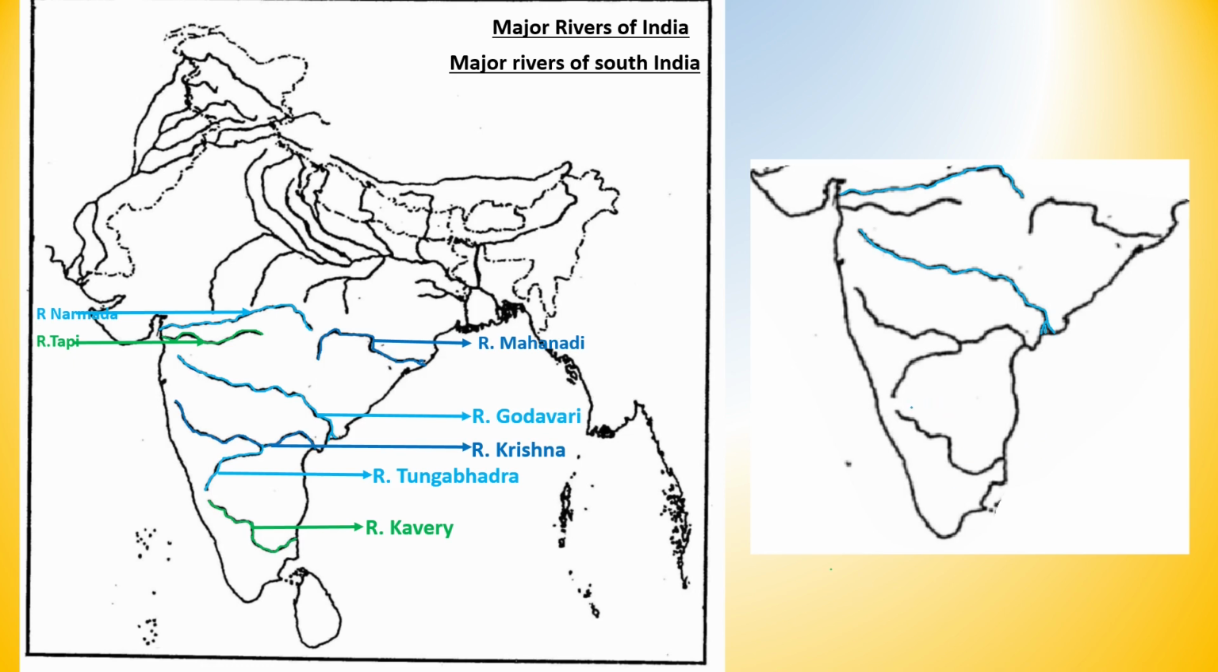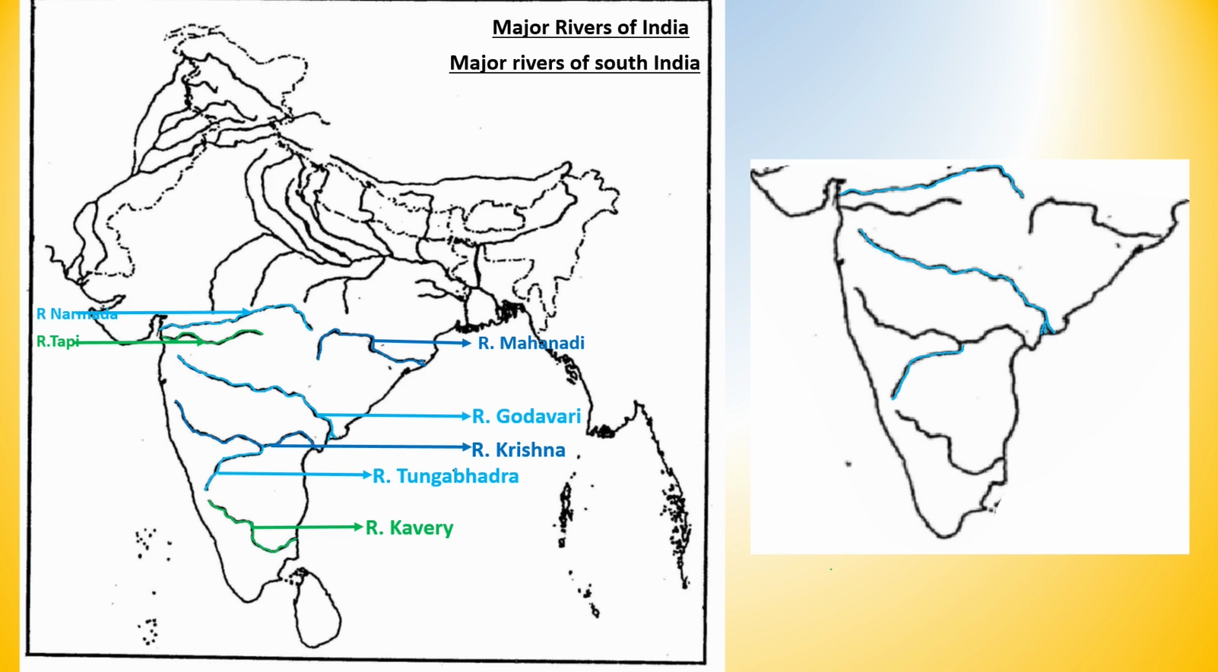Next we are having Tungabhadra. Tungabhadra is a tributary of Krishna. So whenever you are asked to mark Tungabhadra, till here, you can see how much I have drawn. Till here you have to mark Tungabhadra. Over here I have shown you how Tungabhadra is drawn, and same way you have to draw it.